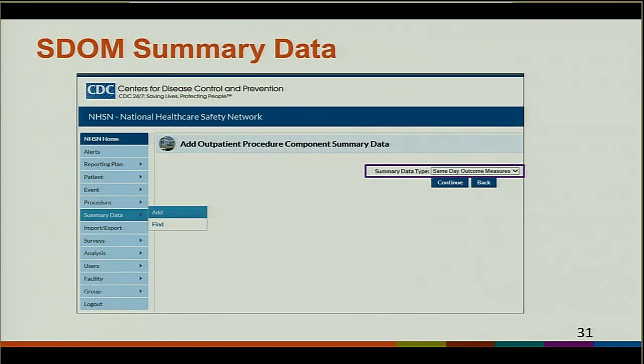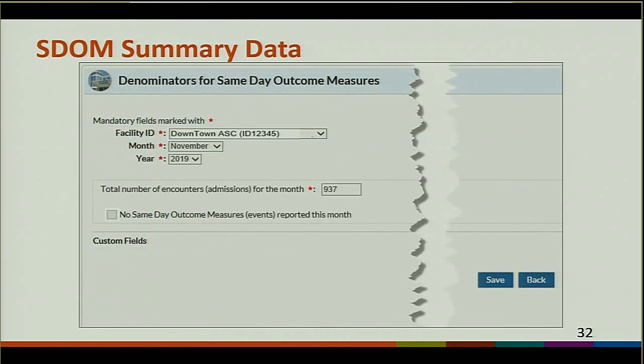When entering the SDOM summary data, a single data point is actually entered. And again, walking through from the left navigation bar, selecting Summary Data, and then Add, and then from the drop-down menu, the same day outcome measure Summary Data type should be selected. And as I mentioned earlier, a single denominator is entered for all SDOM events. This is the total number of encounters for the reporting month.